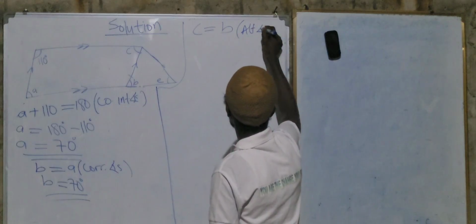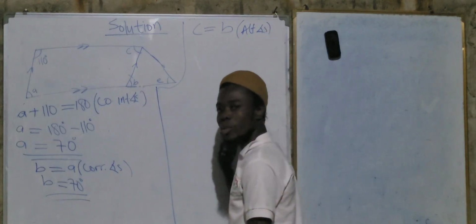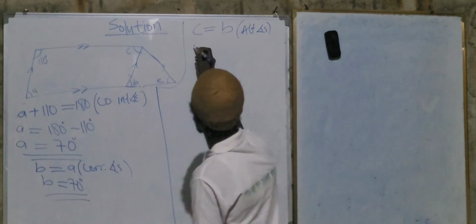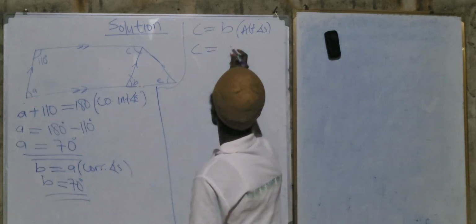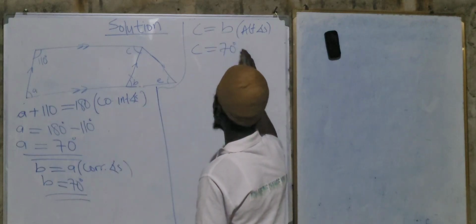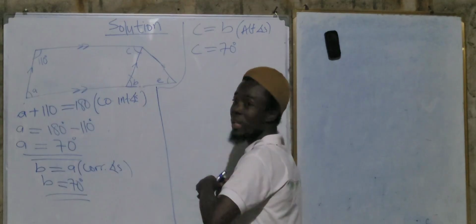So therefore we say the reason here is alternate angles, right? And alternate angles are equal. So therefore we now have C here equal to B. But what is B now? B is 70 degrees, right? Now we have gotten A, B, and C.